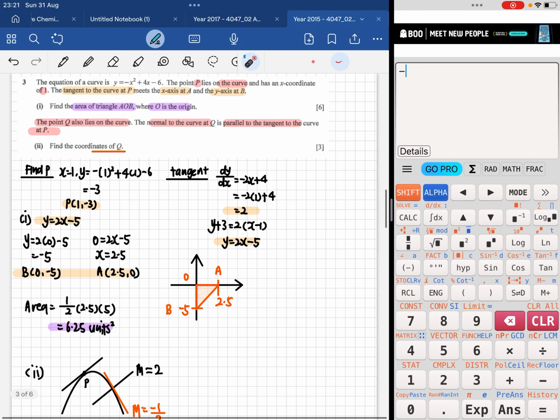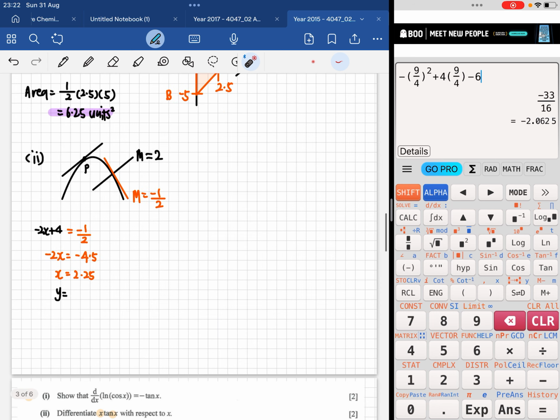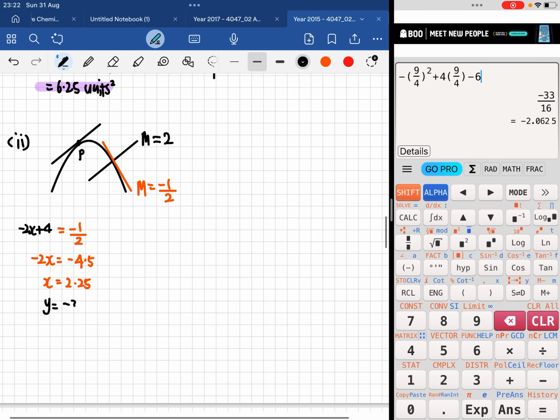So this is minus 9 over 4 squared plus 4 times 9 over 4, then minus 6. You can write it as a fraction, and don't round off. So for this one, you must write your Q as (9/4, -33/16), where 9/4 is the 2.25.